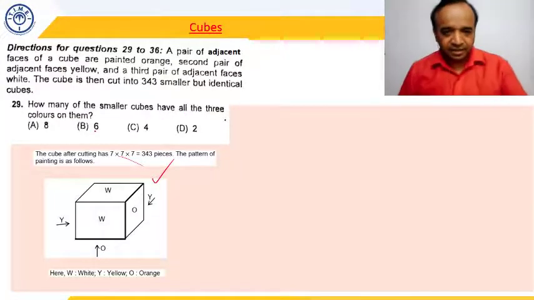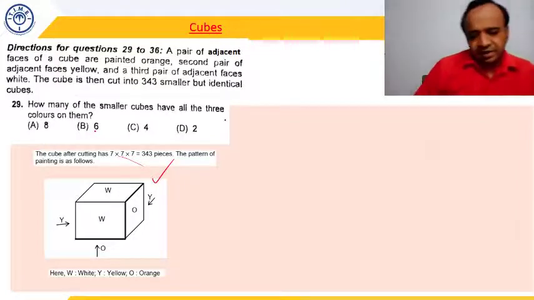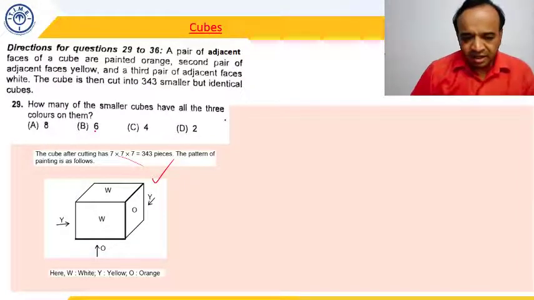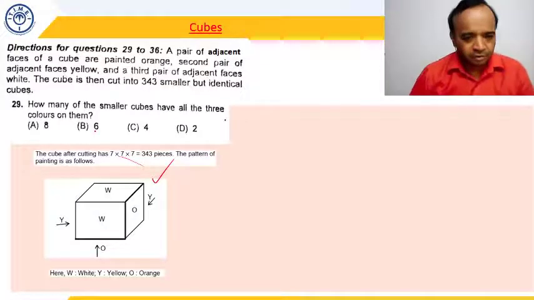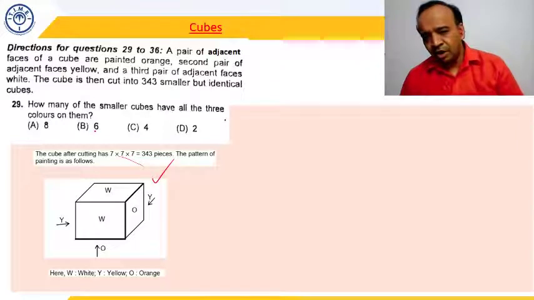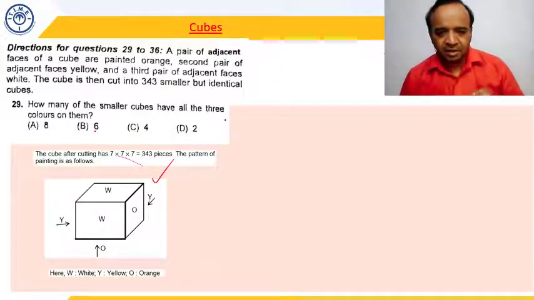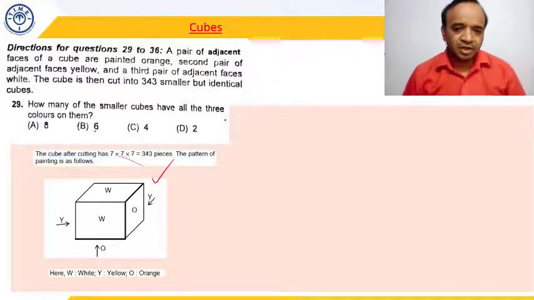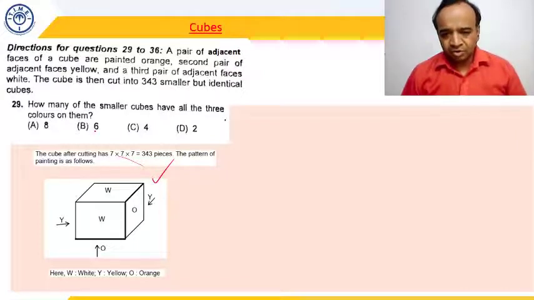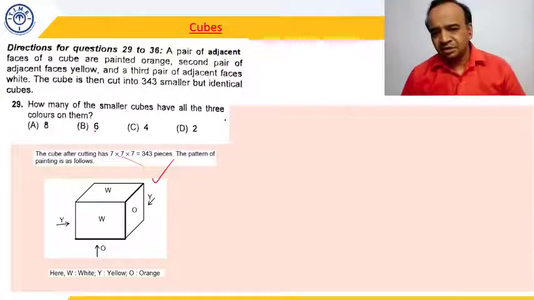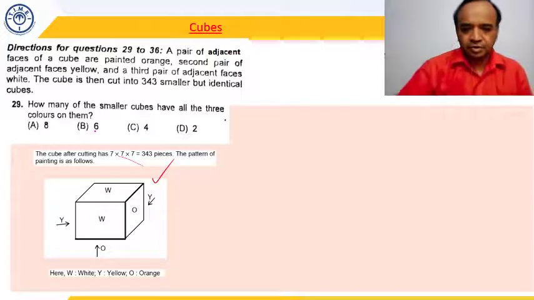We just have seen that all these three colored vertices are how many? Only two. Only two vertices are there which are having all these three colors, and the number of such pieces is equal to only two. So the total number of pieces with three different colors on them is two. I hope this is clear.